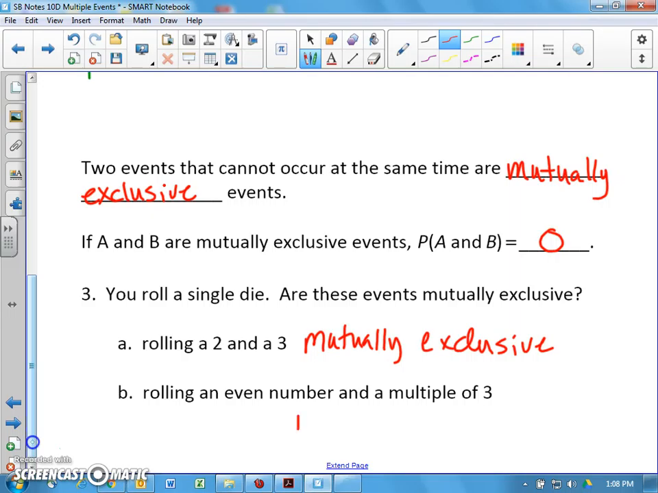If you roll a 6, that is both even and a multiple of 3. So in this case, those two events would not be mutually exclusive because it is possible to do them both simultaneously.